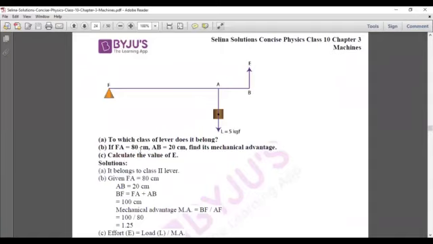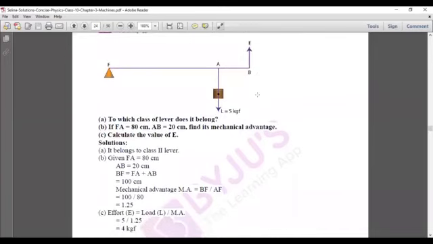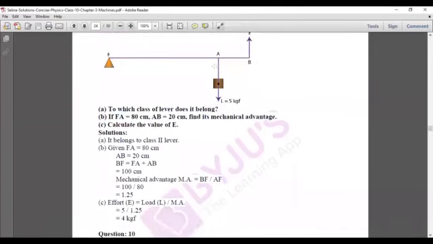Next one. If FA is 80 centimeter and AB is 20 centimeter, find the mechanical advantage. AB is 20 centimeter, it means FB is how much? It is 100 centimeter.